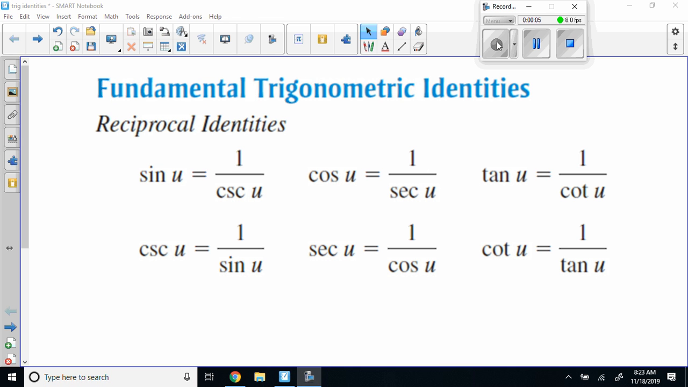All right, so today is November 18th, and it is a Monday, and we're going over trig identities, right, ladies? Correct, ladies? Thank you. So we're going to look at reciprocal identities.